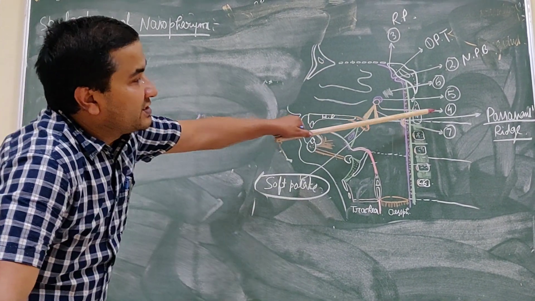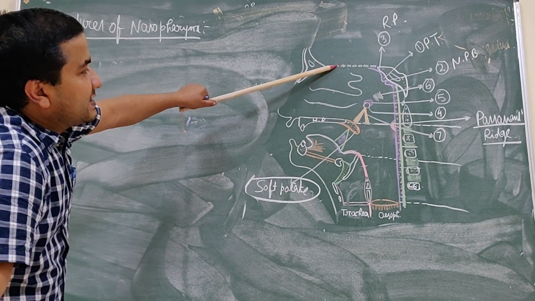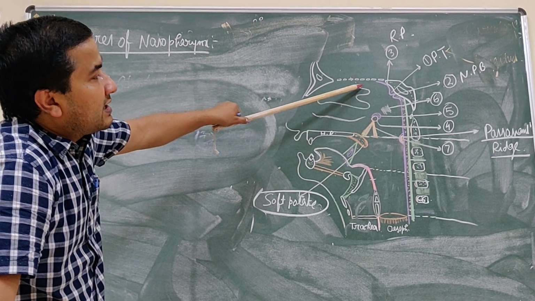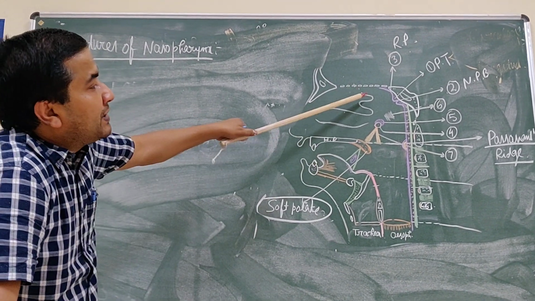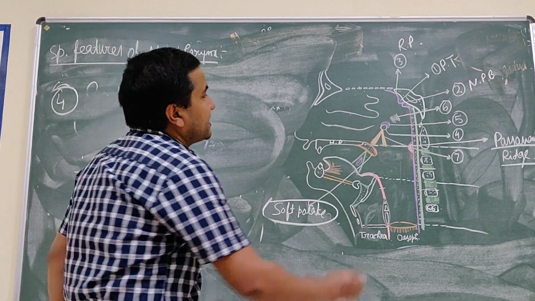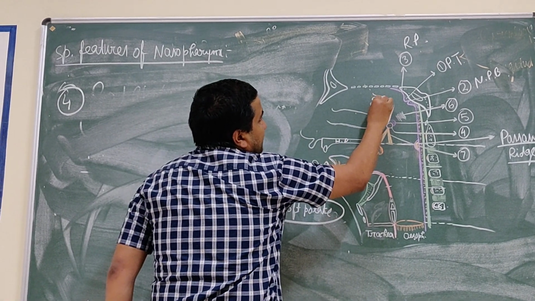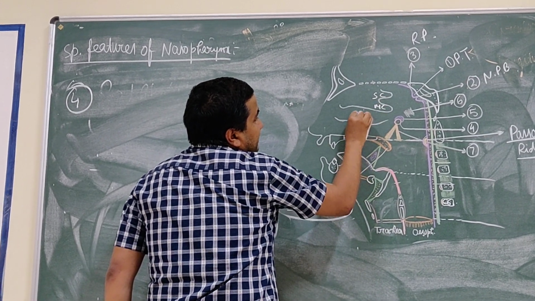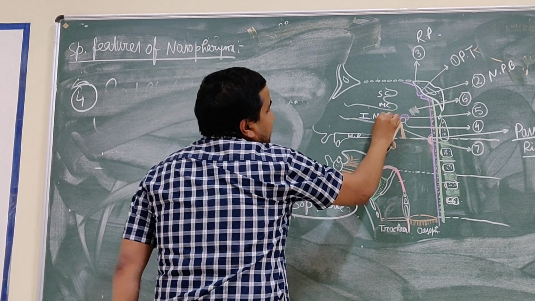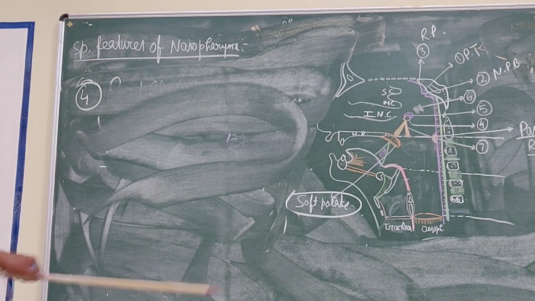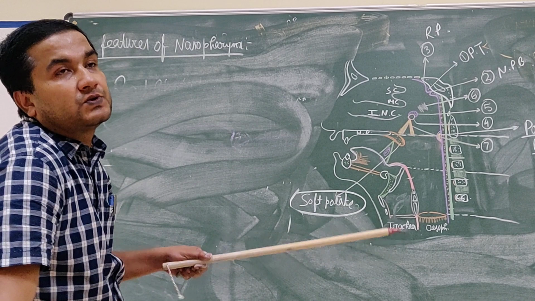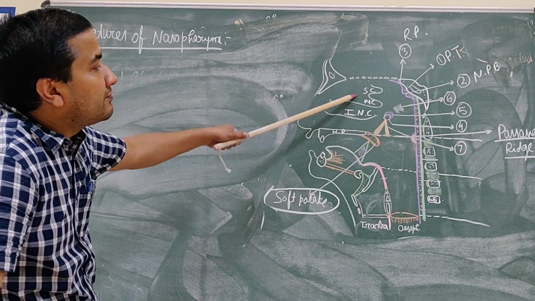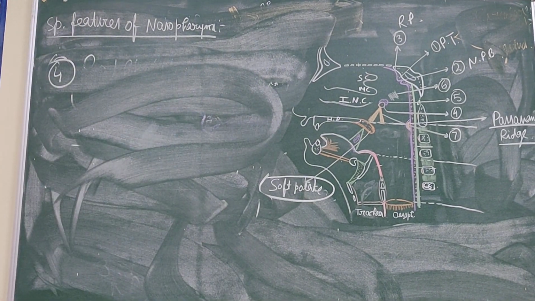Before going to the fourth structure, we see this is the lateral wall of the nose. In the lateral wall of the nose, there are three conchae: superior, middle, and the larger inferior nasal concha. Between these conchae are the meatuses: superior, middle, and inferior meatus. This is the feature of the lateral wall of the nose. We will discuss it later on.